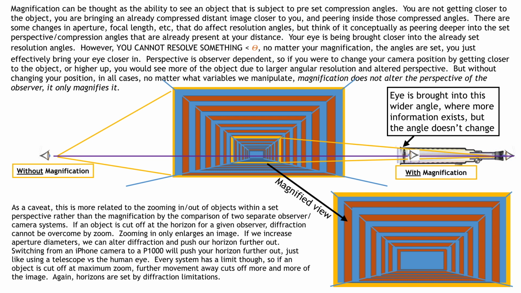So hopefully that distinction makes sense. If I change observer systems to something that has a wider light gathering ability and a wider aperture at a given focal length, now I can get greater resolution and potentially bring something back from beyond a lost horizon. So every system has a limit though. If an object is cut off at maximum zoom for a particular system, further movement away cuts off more and more of that image. So again, horizons are set by diffraction limitations on a particular observer system with a set aperture size and wavelength that it's gathering.